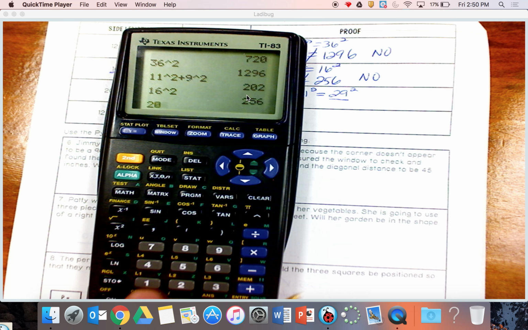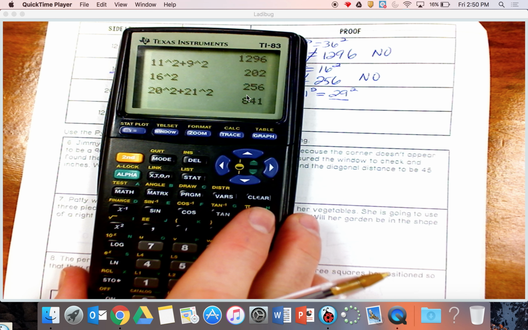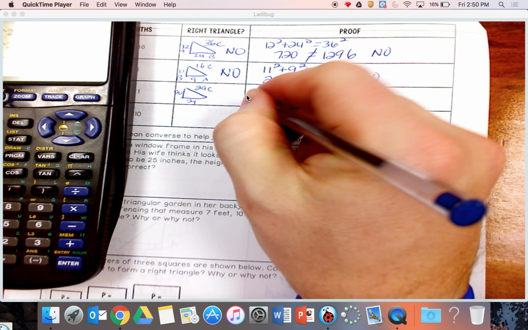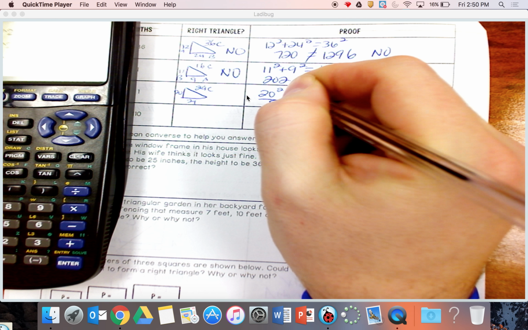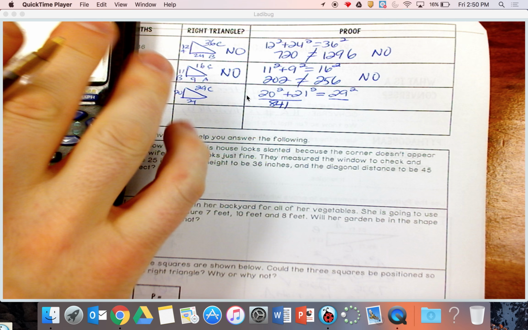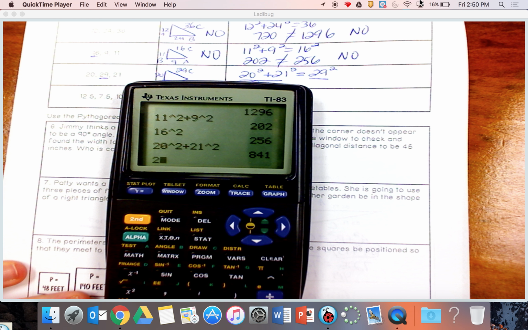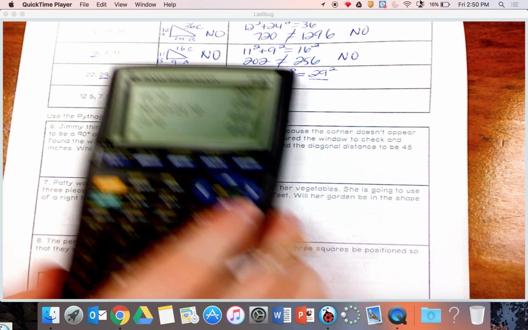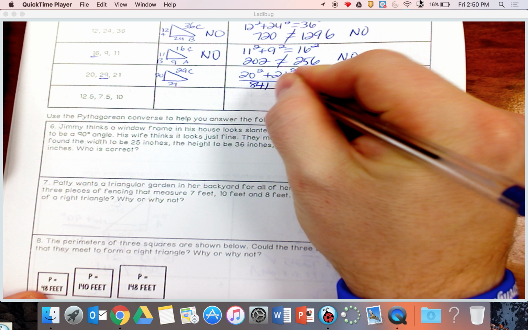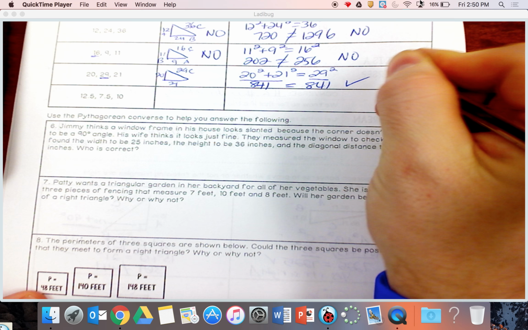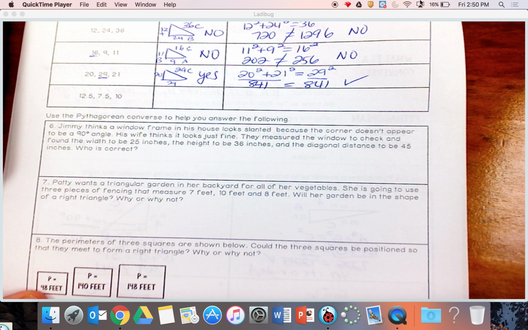So I have to see if this side matches up with the 29 to the second power. Put it in here. 20 to the second power plus 21 to the second power gives me 841. And if I do the other one here, 29 to the second power, 841. So that matches up. So this is a yes, that is a right triangle.